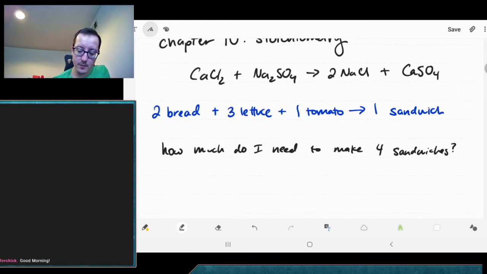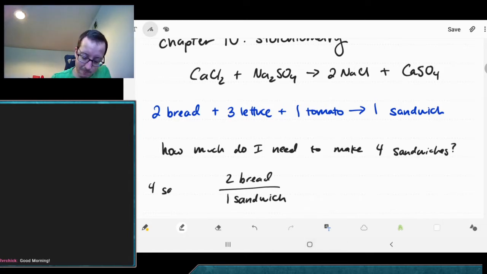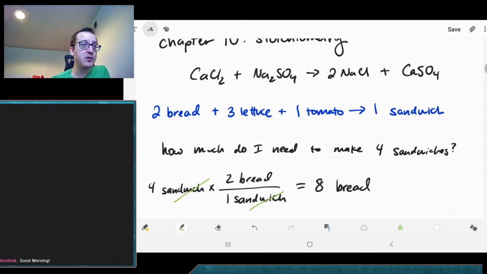We can figure this out. So we know that we have 1 sandwich for every 2 bread. Actually, no, I did it correctly. Why did I erase that? We have 2 pieces of bread in every sandwich, right? And so we're going to see that this is just a unit conversion, like always. In order to make 4 sandwiches, we would need 8 pieces of bread. Notice, as always, our sandwiches cancel out, and we're left with bread. That's the unit we want.